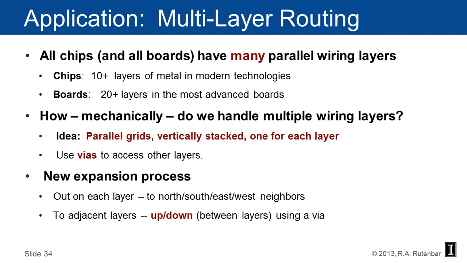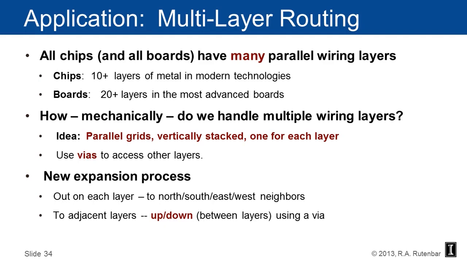And there's a surprisingly simple idea. Parallel grids, vertically stacked, one for each layer. So if you have a metal 1 routing layer and a metal 2 routing layer, you have one grid that's metal 1 and one grid that's metal 2, and they're on top of each other. It's like a 3D array. And you use the vias to access other layers to go from cell XY on one layer to cell XY on the adjacent layer. And there's a new expansion process.